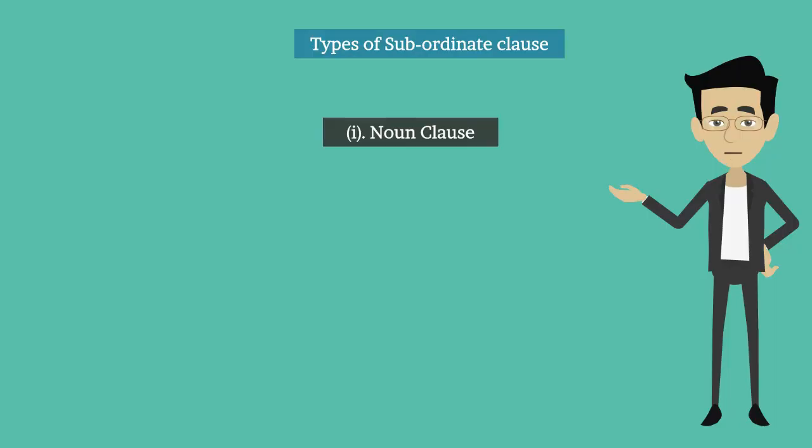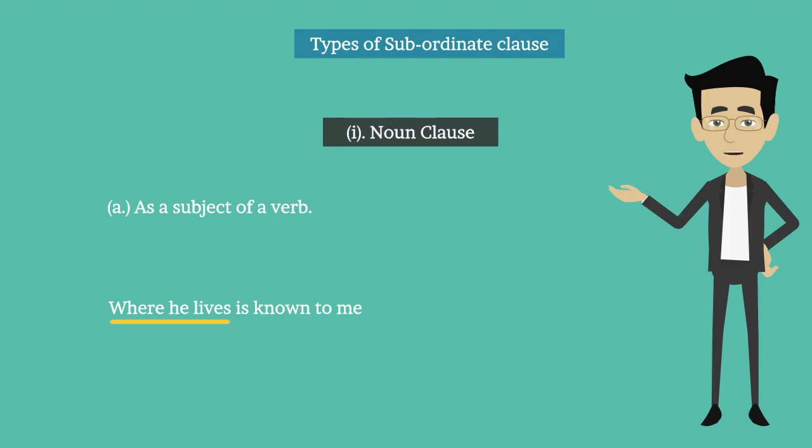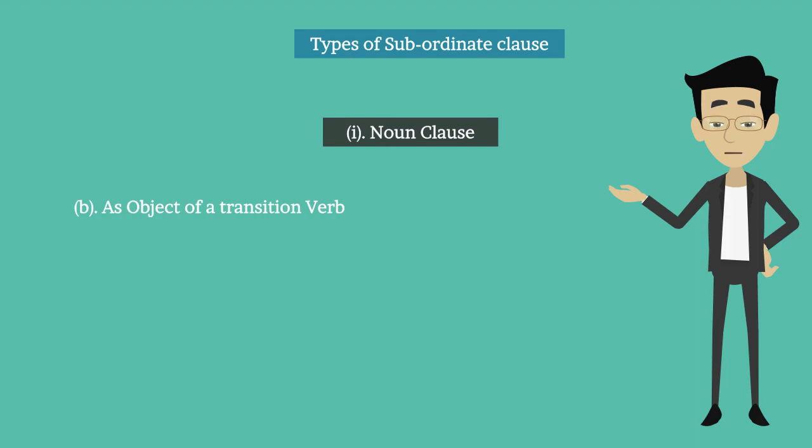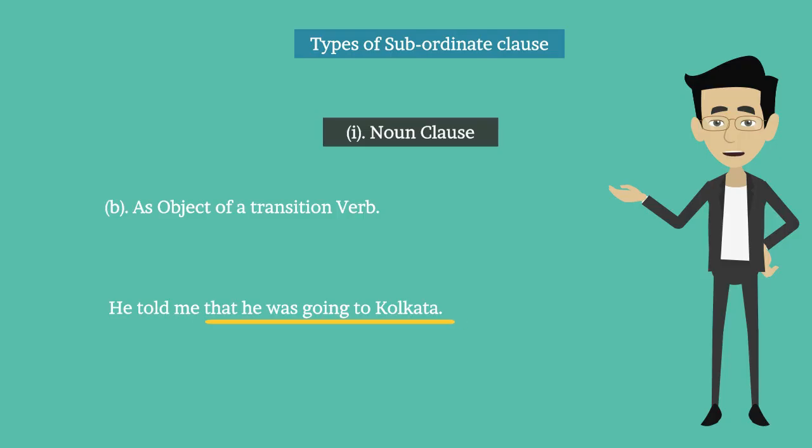It performs the following five functions. A. As a subject of a verb. For example, where he lives is known to me. Where he lives is the subject of is. B. As object of a transitive verb. For example, he told me that he was going to Kolkata. That he was going to Kolkata is the object of the verb told.